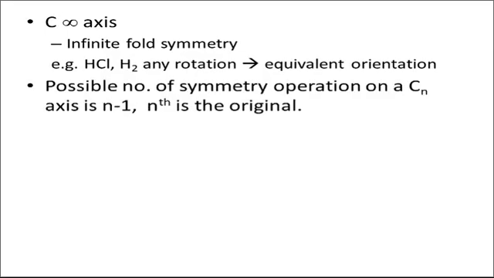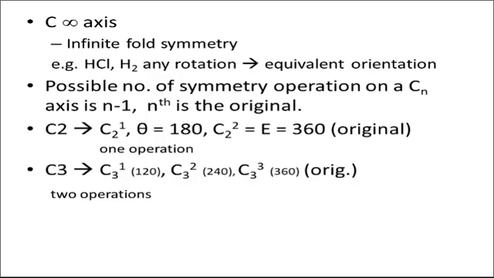Now, if you consider an axis of symmetry, then the possible number of symmetry operations will be n minus 1, because the nth will be the original. For example, if you have a C2 axis, so C2 to the 1 where theta is equal to 180, and C2 squared, that is the second operation, is 360 degree rotation. 360 is nothing but original, that is identity E. So there will be only one operation in this case, because n minus 1, nth will be the original. So number of operations will be n minus 1.